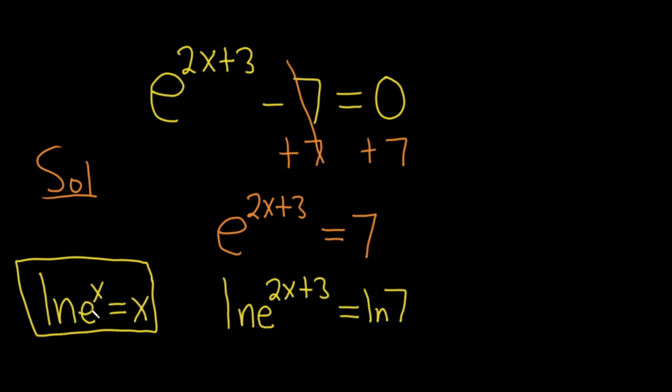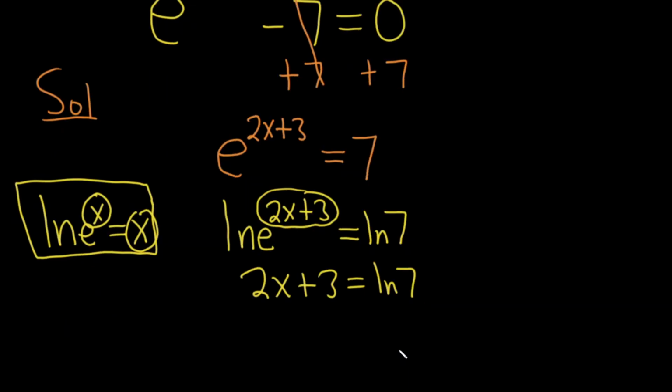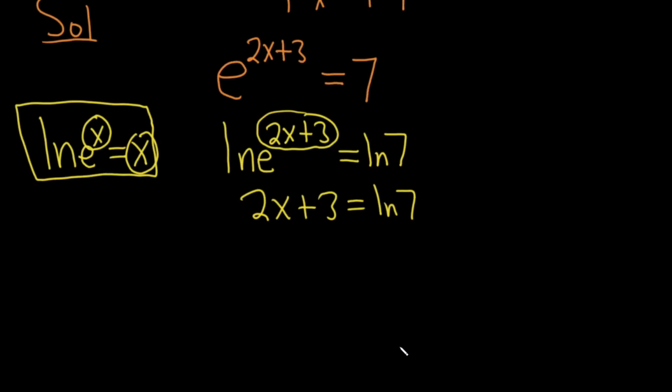And so now we can invoke this formula. So we're just left with this piece here, right? That's the same as our x. So we're left with 2x plus 3 equals the natural log of 7. And now it's not too bad. We just have to solve for x, which is right here multiplied by the 2.